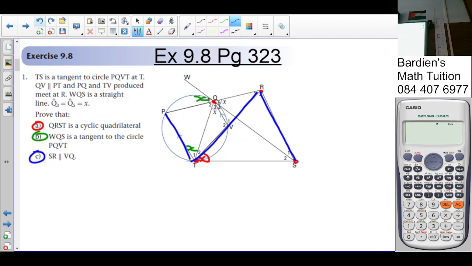So let's go. T2 is equal to y. Why is T2 y? No reason. We said let T2 be y. So if T2 is y, we see that Q4 is equal to y. Reason? Tan chord here.